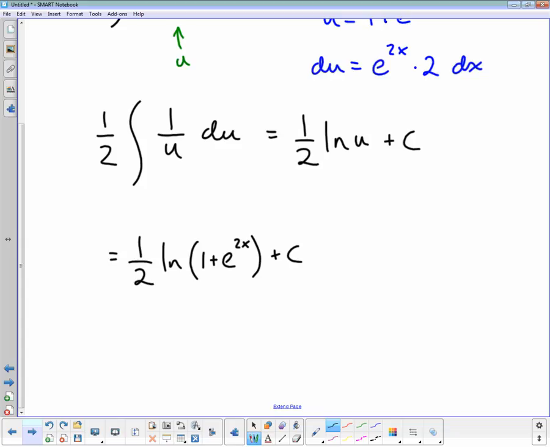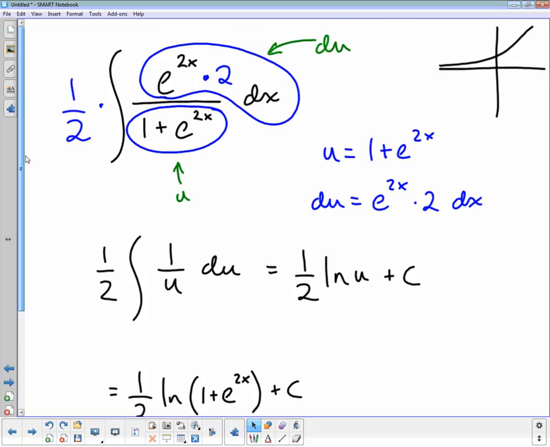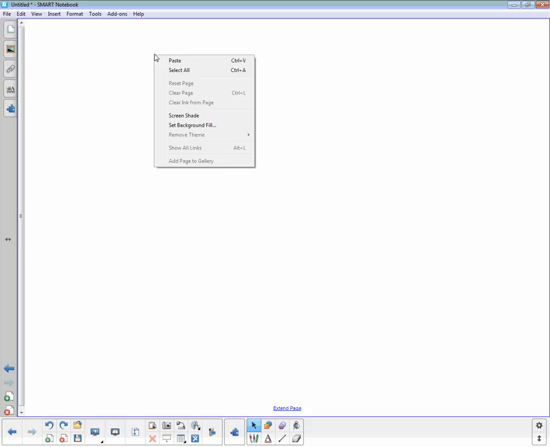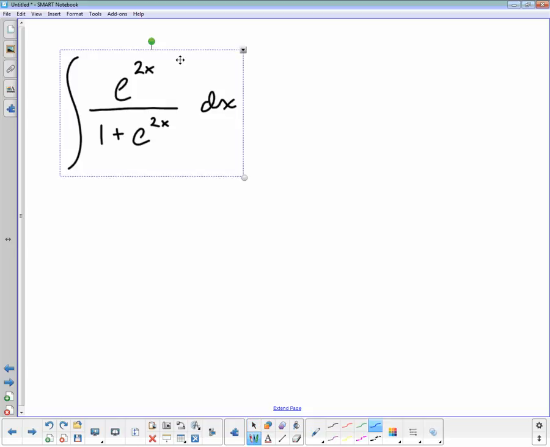It's pretty much often safe. But if I did use u to be just e to the 2x, it comes out slightly different, but it always works out. So let's do that just for giggles. If I set u equals e to the 2x, du would be equal to e to the 2x times 2 times dx.